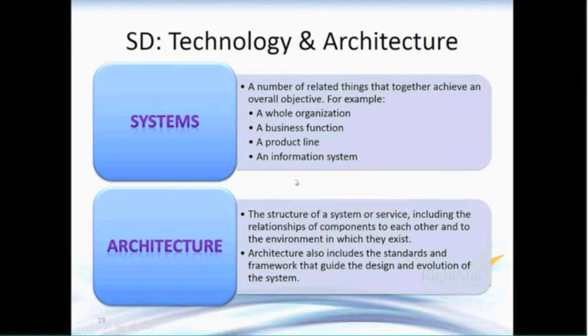The technology and architecture is made up of systems. So you may have an information system, a business function may be considered a system. Underneath that is the architecture. So you may have different components. It's not just your network. It could also be any cloud servers, or a number of different components that make up the environment in which IT operates within the organization.